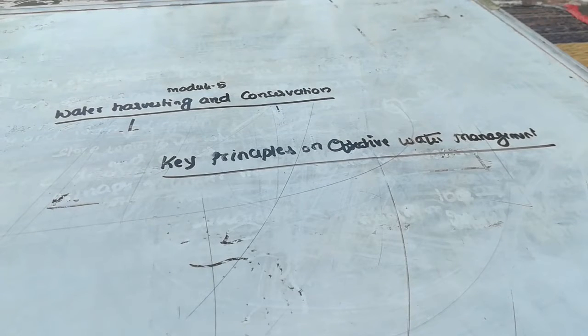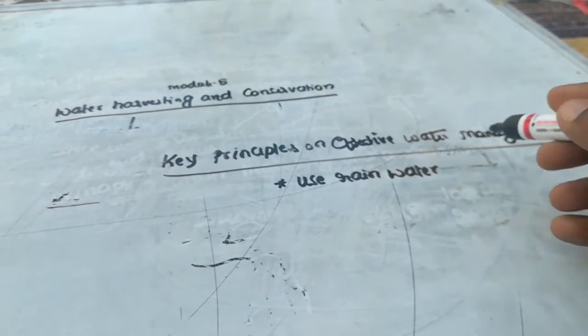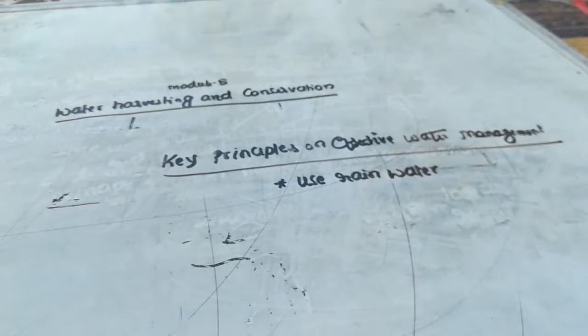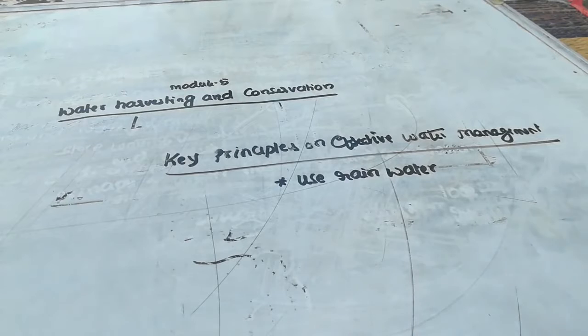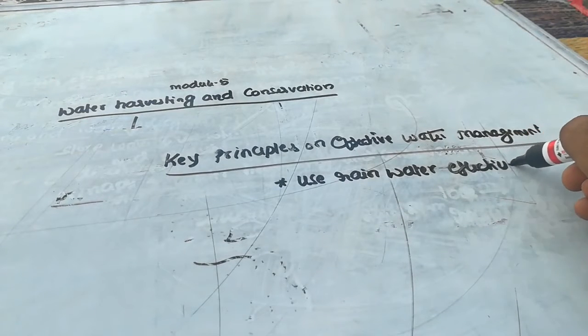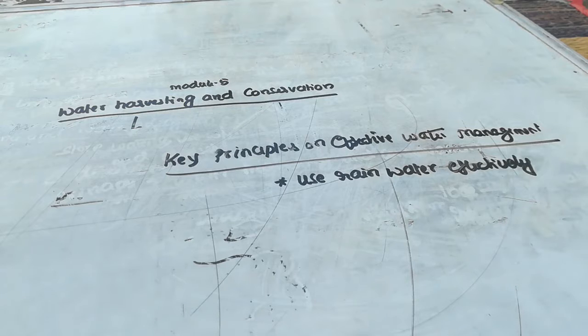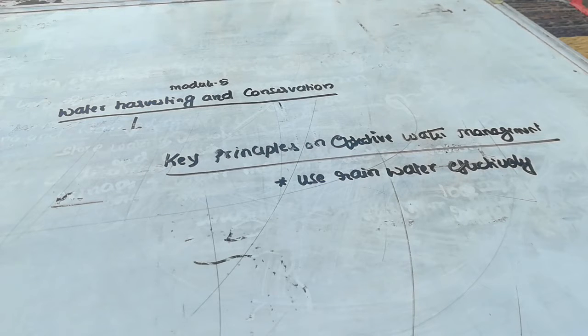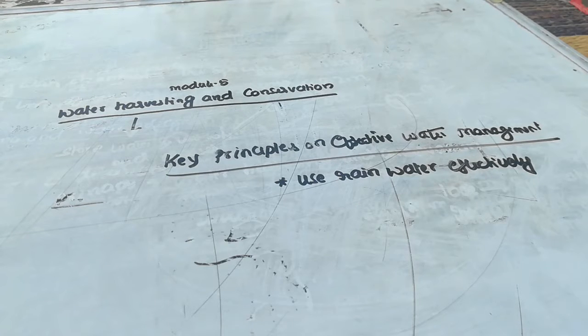What are the key principles of effective water management? First one, use rainwater effectively. In many climates rainfall is distributed unevenly in intense downpours that cannot be readily used by crops. Storage techniques such as external catchment or rooftop collection increase the availability of water in the drier season. They also harvest water from a wider area, making more water available to the crop.